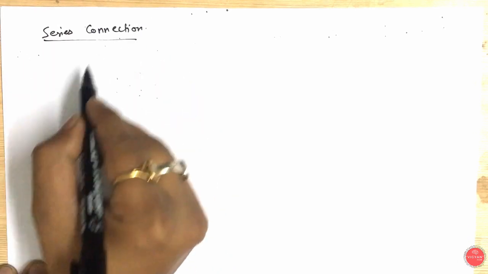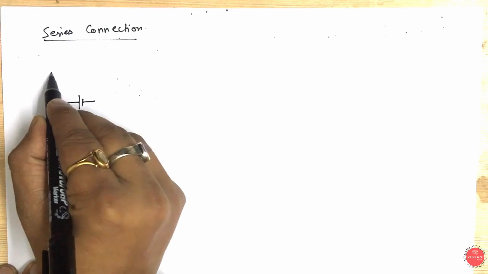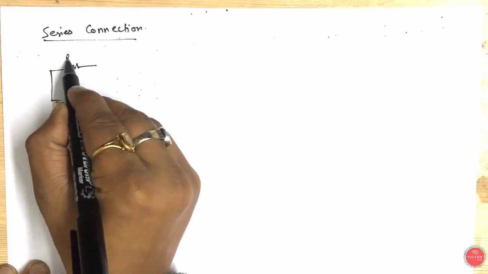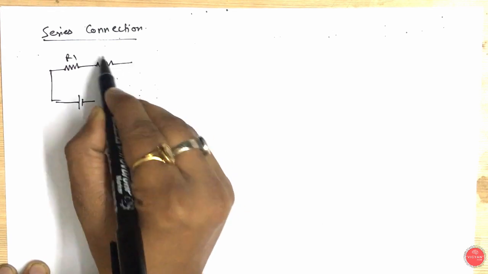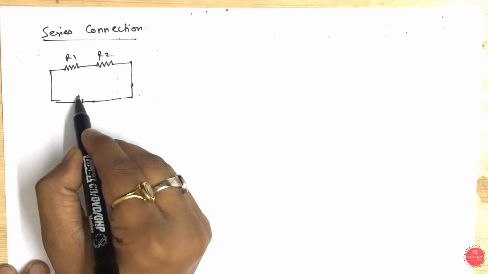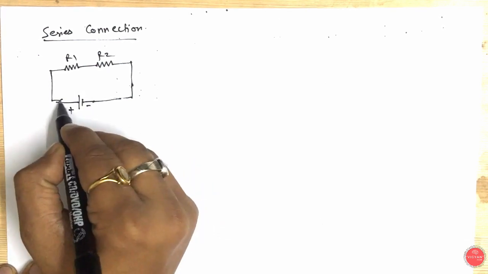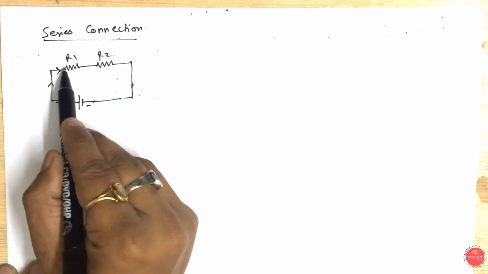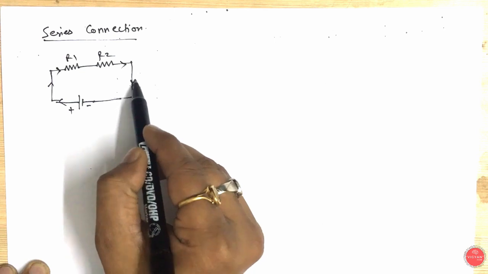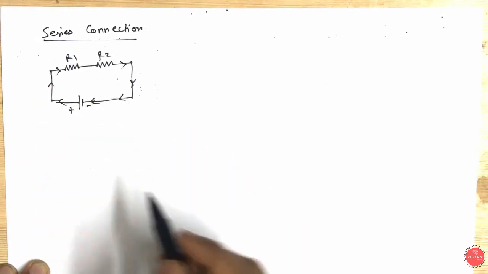A series connection is something like this. Suppose this is our battery, and we have some loads here: we call one resistance 1, another one resistance 2, and so on. This is the positive terminal, and this is the negative terminal. The current flows from positive to negative in such a way that it passes through load 1, goes to load 2, and then goes to the negative of the battery. In this way the circuit is completed. So this is called a series connection.